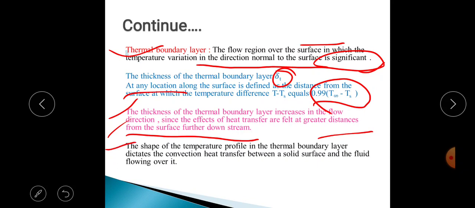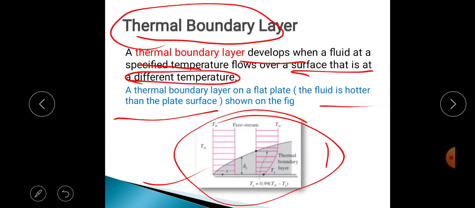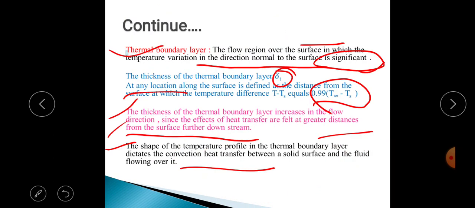Next, the shape of the temperature profile in the thermal boundary layer dictates the convection heat transfer. It dictates the convection heat transfer between a solid surface and the fluid flowing over it. So this is all about the thermal boundary layer.